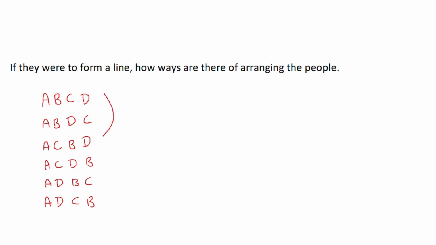So there are 6 ways to do it for one person being first in the line, but there are 4 different people who could have been first in the line. So our answer here is 6 times 4, which is 24. There are 24 different ways of arranging these people in a line, which is quite a bit more than we had for the handshake problem above.